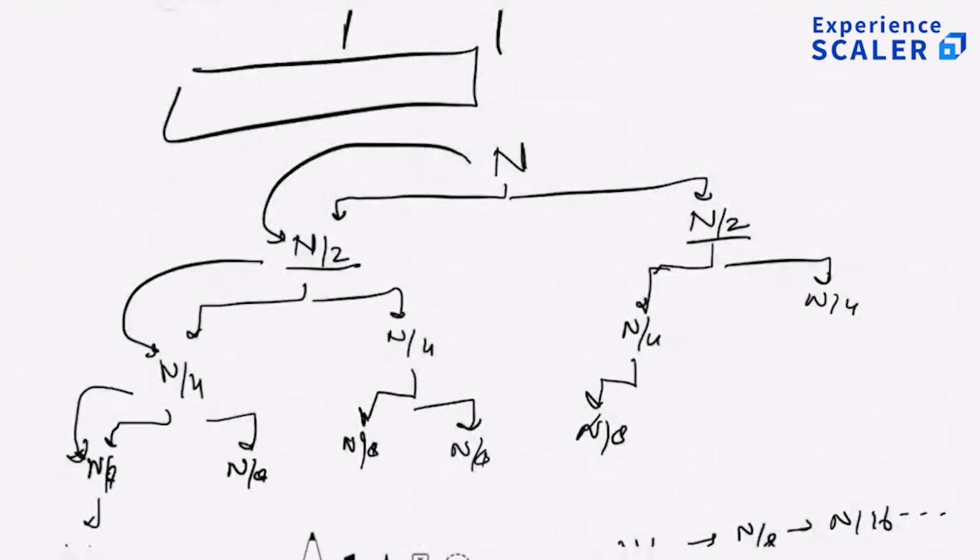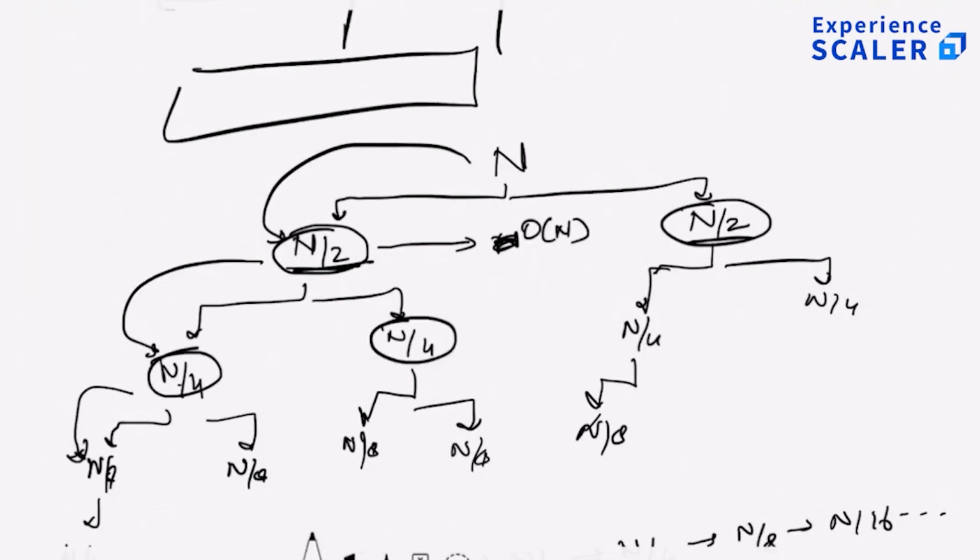At every step, what is happening? At every step, basically, I have n by 2 sorted arrays. I'm merging them, which takes me order n time. N by 2 plus n by 2 is order n. What happens on this level? These 2 merge and it takes them n by 4 plus n by 4, which is n by 2 time. These 2 merge and it takes them n by 2 time. If you add them up, it will take you order n time on this level as well.